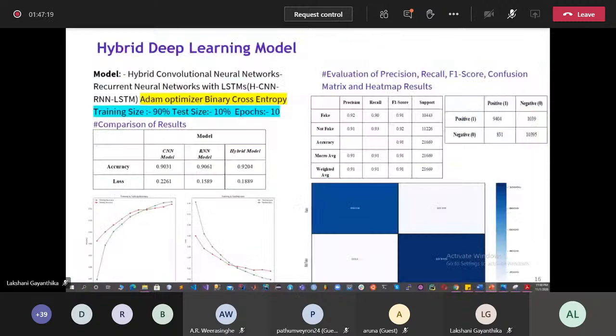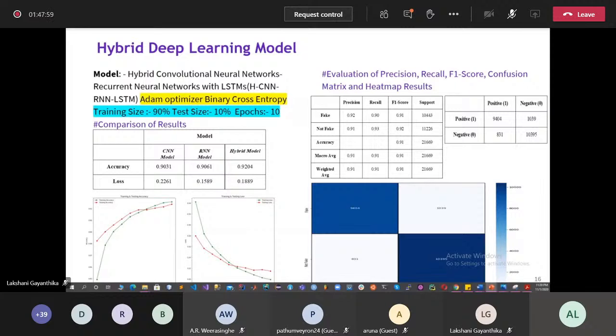This is the hybrid deep learning model of my research project. When it comes to the hybrid deep learning model, it consists of convolution neural networks with LSTMs. And for this research project, I have used Adam optimizer as the optimizer and binary cross entropy as the loss function. And after dividing the data set into training size 90% and test size 10% with 10 epochs, here are the comparison of results for different models.